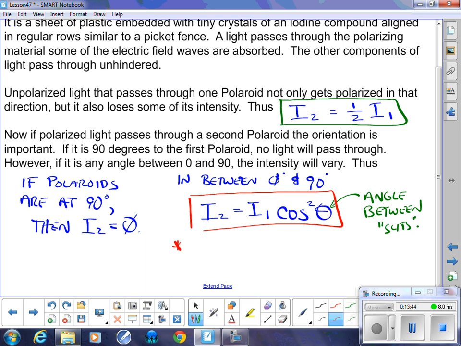And note, this is only for 2 Polaroids. If you have more than 2 Polaroids, 3 or 4 Polaroids, you have to take it on a step-by-step basis. You'd have to do the analysis of the first 2, then take that new intensity as your I1, and then use it to go through the next Polaroid.